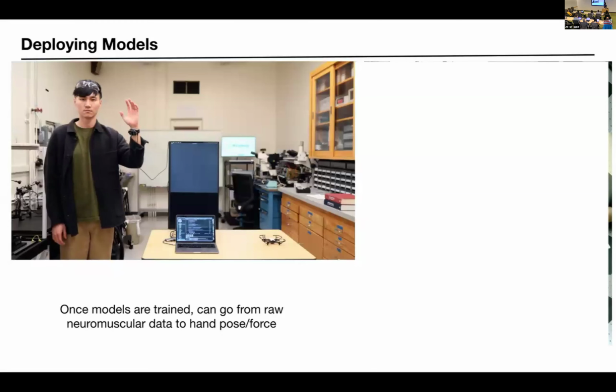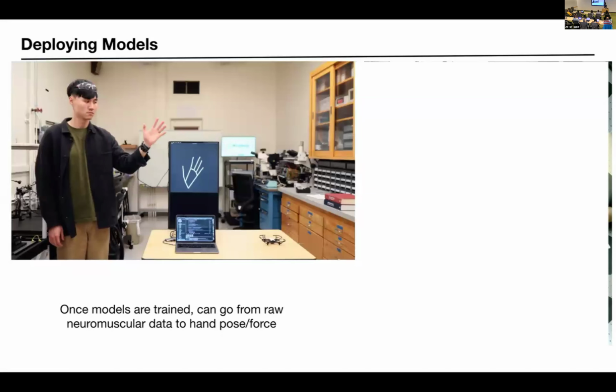And he's going to move his hands around. This is live decoding from his neuromuscular signals. And then for fun, he's going to fly a drone around. That's basically conditioned on specific gestures that this dude makes.